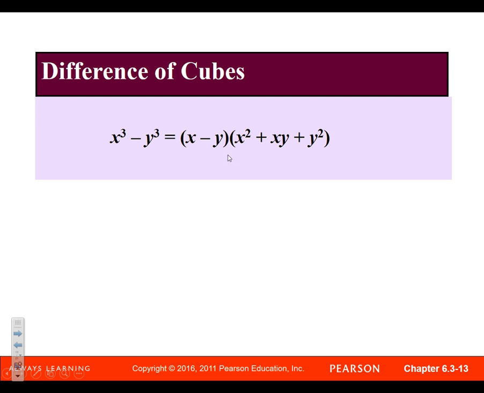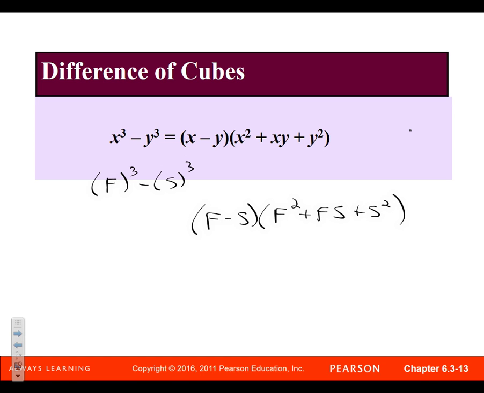Now, I don't really like this formula too much, and hopefully this might make more sense. We'll call this the first term cubed, minus the second term cubed. And the way it's going to factor is going to be the first one minus the second, times the first one squared plus first times the second plus the second one squared. Okay, same idea, except the F and S has really helped a lot of people.